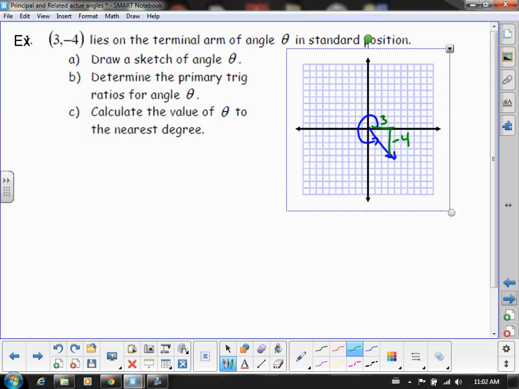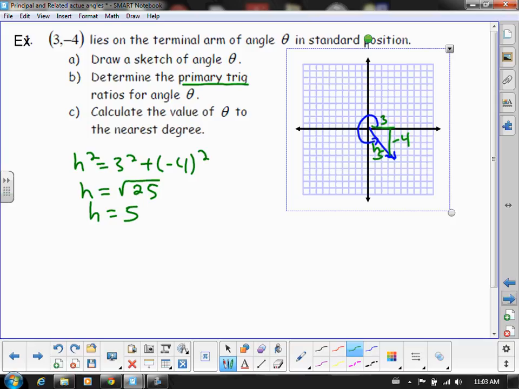Now, because I want to get all the primary trig ratios, I need to be able to come up with a value in order to figure out the hypotenuse. So we have a right triangle, so I need to figure out what the hypotenuse is. So we can use Pythagorean theorem to determine that value. So we have h squared equals 3 squared plus negative 4 squared. So h is going to equal the square root of 25. So our hypotenuse is going to equal 5.